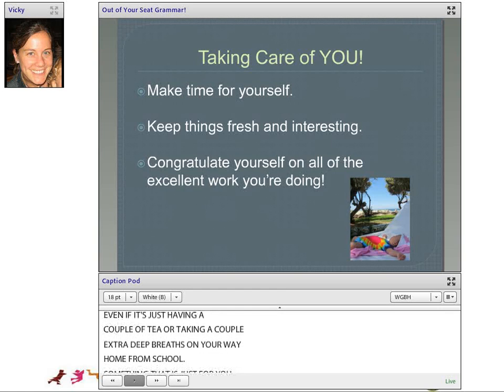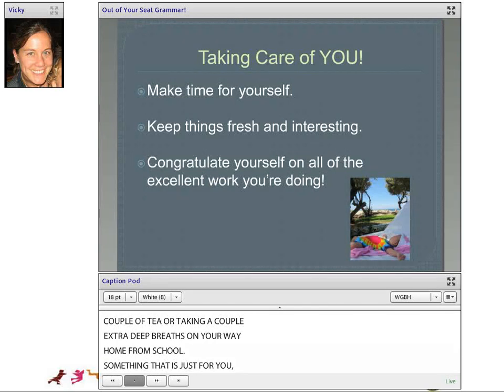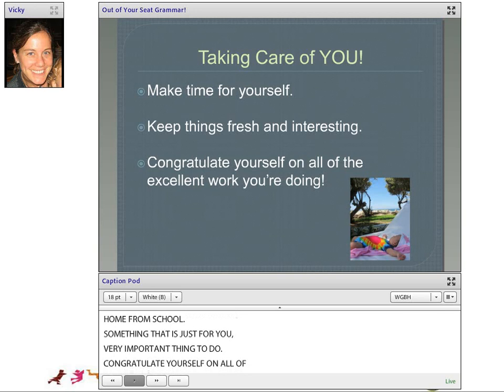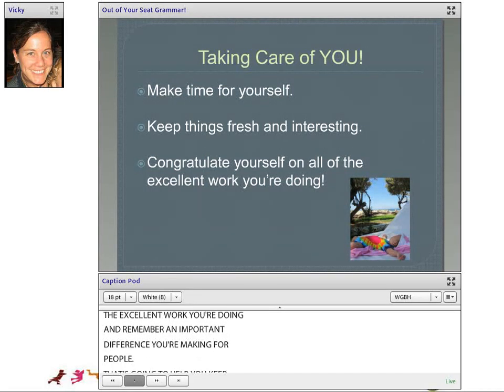Congratulate yourself on all of the excellent work you're doing, and remember what an important difference you're making for people. And that's going to help you keep fresh and keep inspired and keep inspiring those around you.